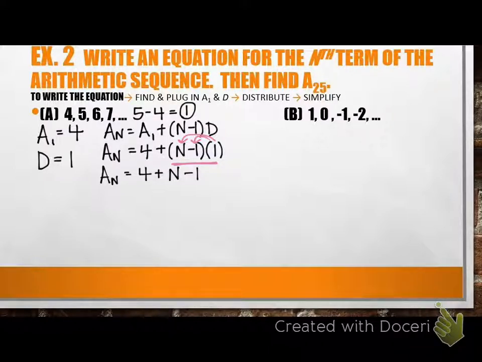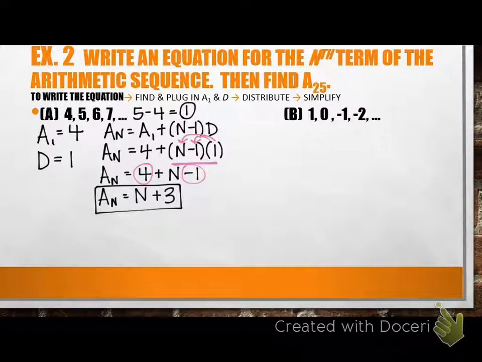But what are the only like terms in this problem that I can combine? 4 and negative 1. So I'm going to bring down a sub n equals, we're going to bring the n down first. We are still in the mindset y equals mx plus b. We still want the variable term first. So a sub n equals n, and then everyone, what's 4 minus 1? 3. Positive 3. So here is the equation of this arithmetic sequence.